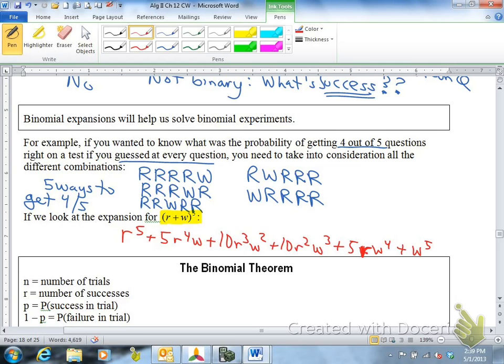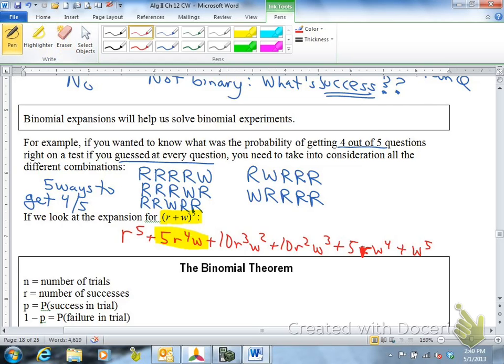What I want you to notice is there's a relationship between this binomial expansion, expanding this binomial, and this probability question, counting question. Notice we had 5 ways to get 4 right and 1 wrong. That's right here. So this r is number right, is 4 right. W is the number wrong. And 5 is the number of ways you can get 4 right, 1 wrong.